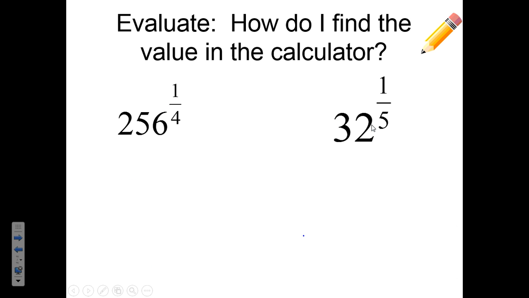How do I type in powers into my calculator? Now, I touched on that a little bit earlier again, but let's just review. So in my calculator, I would type in 256. I'd use the caret button, and then because I'm raising it to the power of a fraction, I need to make sure that I use 1 divided by 4 in parentheses, or 1, the ABC button, which is your fraction button, 4. Okay, and when you do that, you should get a 4.